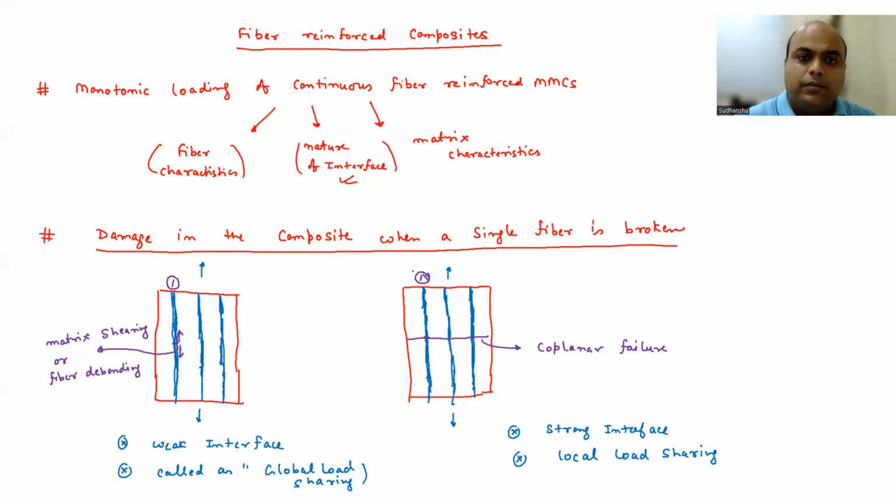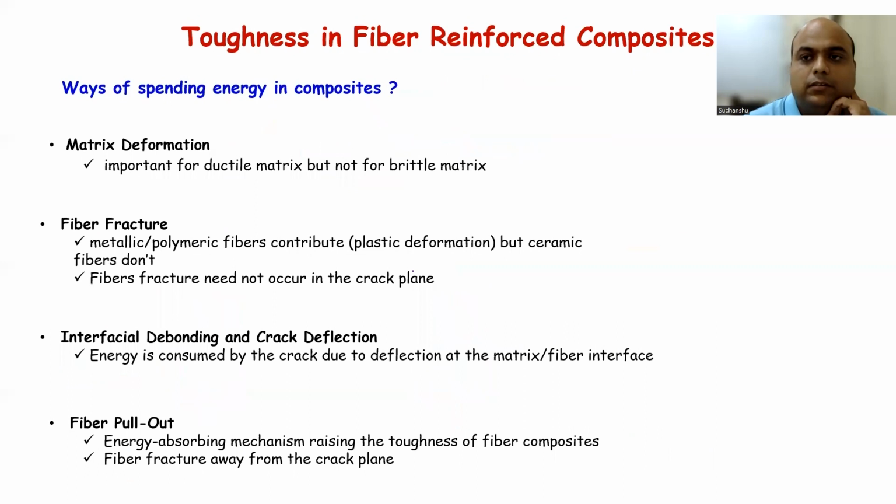Now, how do we improve the toughness of the composites? This is what I wanted to explain. So toughness in fiber reinforced composites. If we want to increase the toughness, we have to somehow spend energy. The more energy you spend in the composites, the tougher the composite is. So let's see how it is being affected.